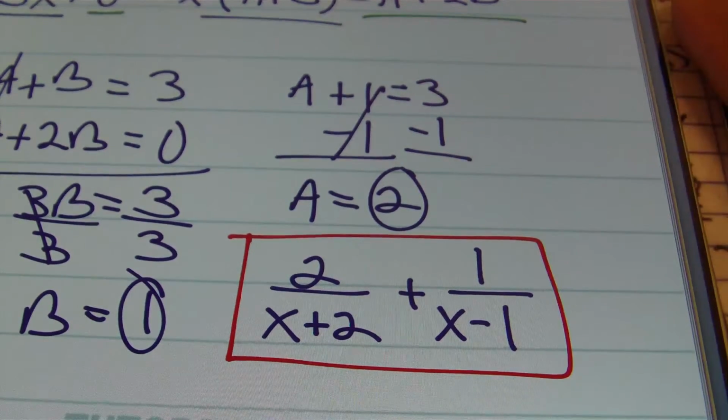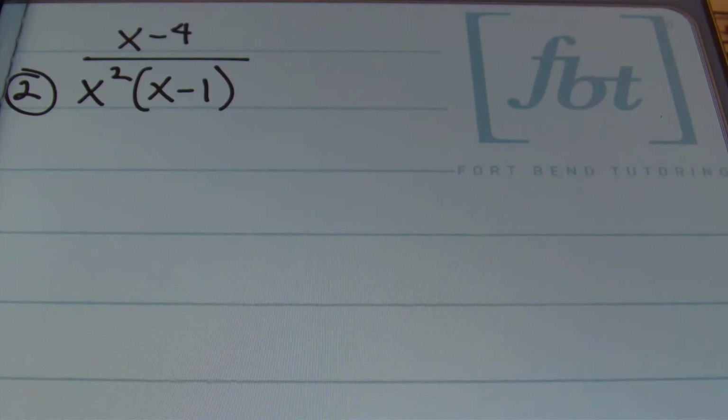Let's go on to problem number 2 now. In problem number 2, we have x minus 4 divided by x squared times x minus 1. Remember that for every distinct linear factor, you'll have to have a term of the form a over x plus b. And here, this first factor of x is squared.